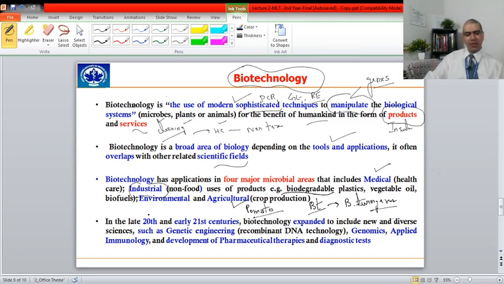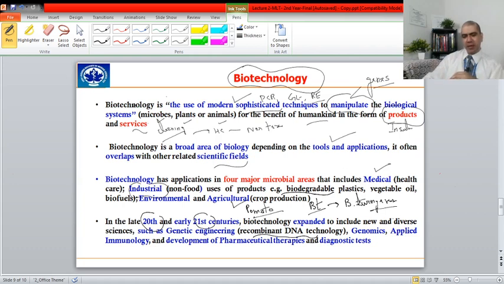So, how did this field emerge? It was in the late 20th and 21st century that biotechnology expanded to include new and diverse sciences such as genetic engineering, what we today call recombinant DNA technology. Recombinant means a recombination of two different DNAs from two different organisms. For example, bacteria contain plasmids. We can take the plasmid, cut it with a restriction enzyme, put our gene of interest in it, and then put it back into the bacteria. So the bacteria becomes a factory for production of the things we desire.